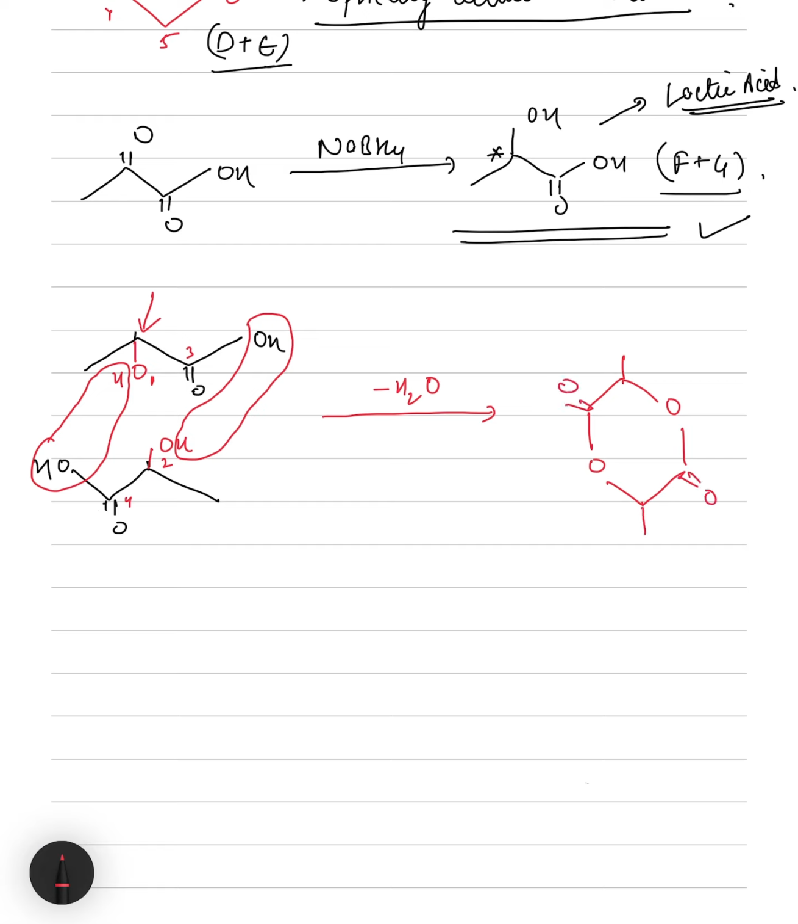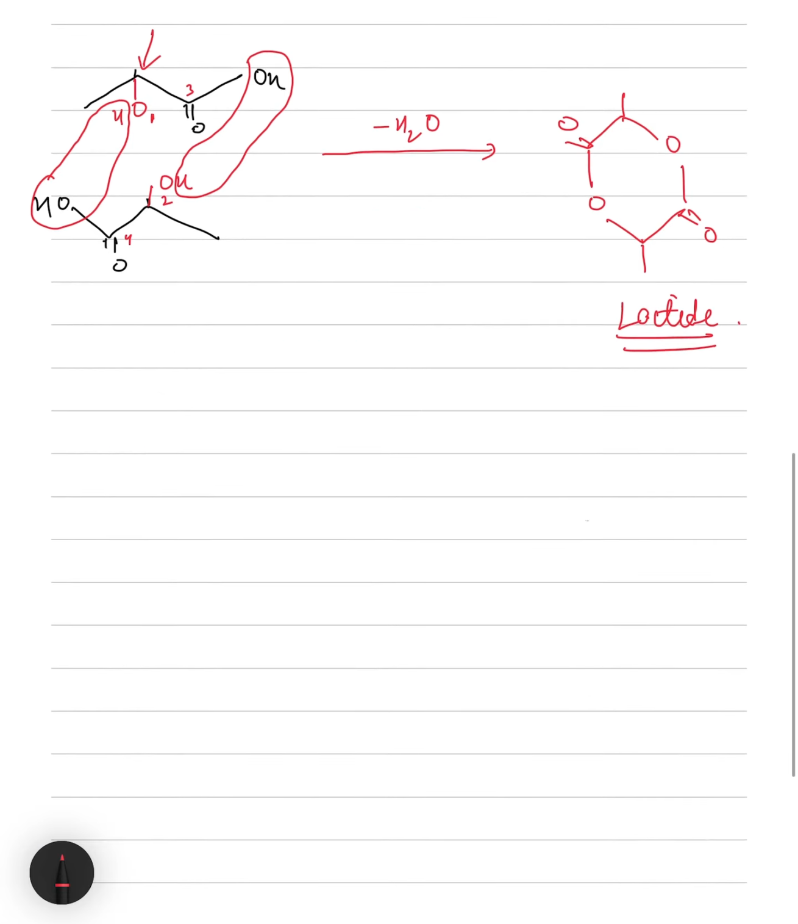This is what we have obtained. This is called lactide. Now, since we are dealing with stereochemistry also, we have to check whether this molecule will have multiple isomers or not.